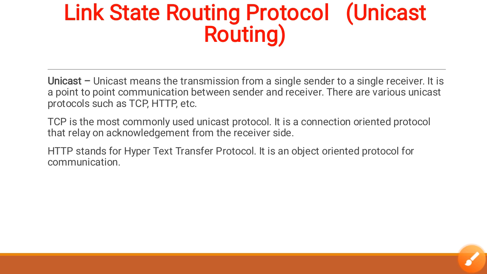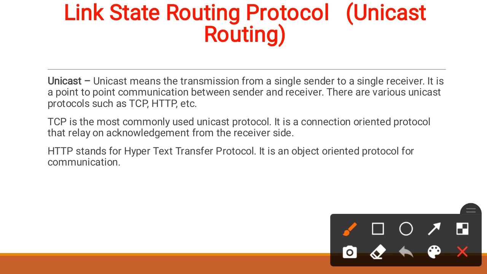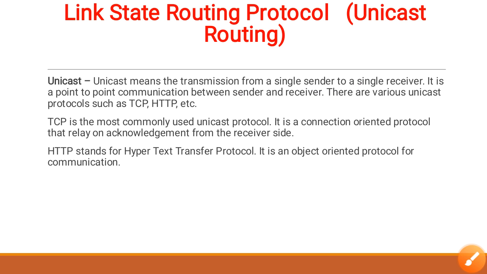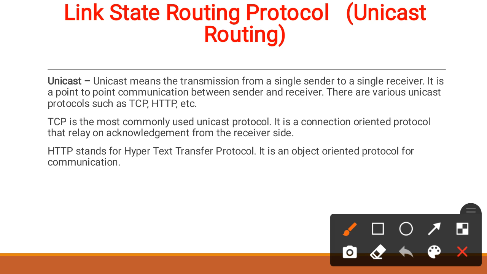Then the link state routing protocol is also called unicast routing. Unicast means data is flowing from one node to another node. That is called unicasting for forwarding. Unicast means transmission from a single transmitter to a single receiver. It is a point to point communication between the sender and the receiver. There are various unicast protocols such as TCP, HTTP, etc. TCP is the most commonly used unicast protocol.